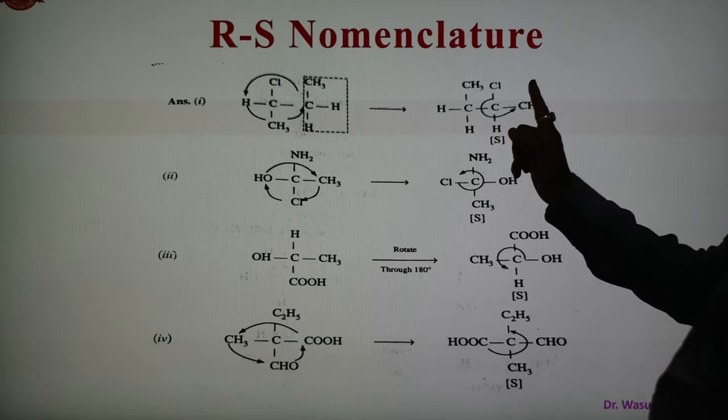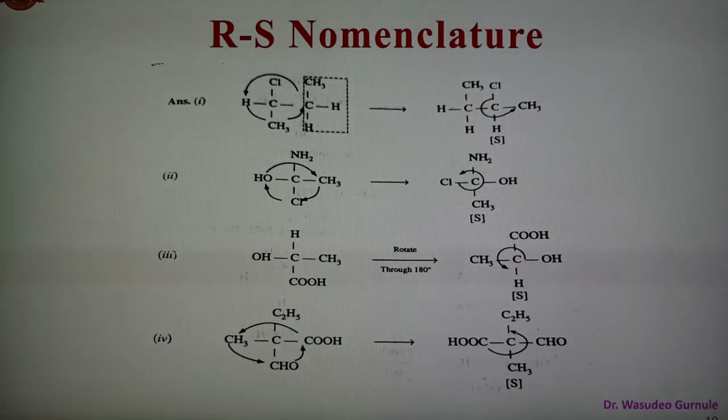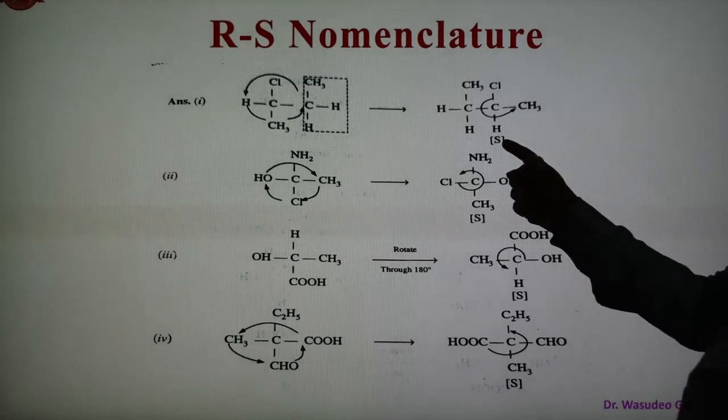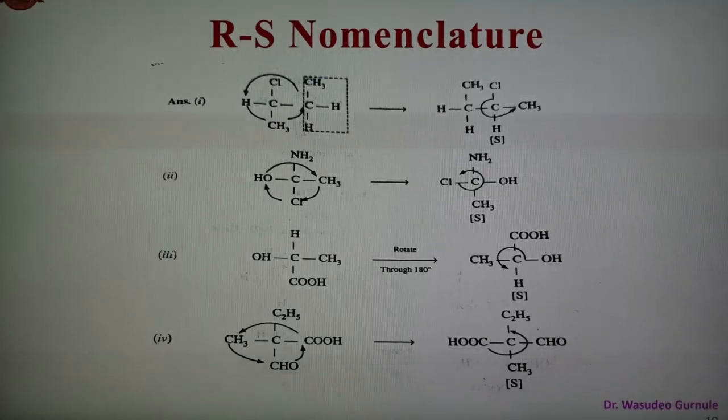Highest priority 1, 2, 3. So this is anti-clockwise, so the configuration is S in this case. Having S means sinister, left, anti-clockwise movement of the priority of the atoms or groups.